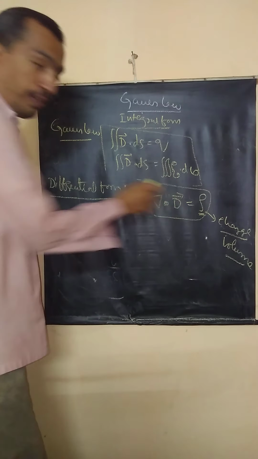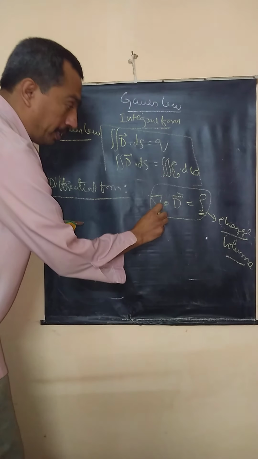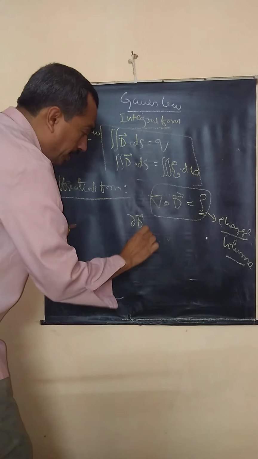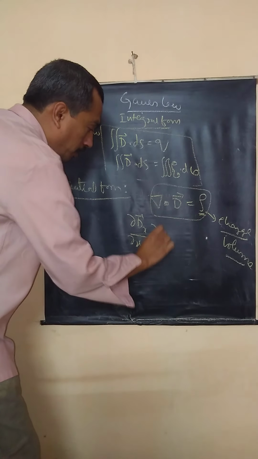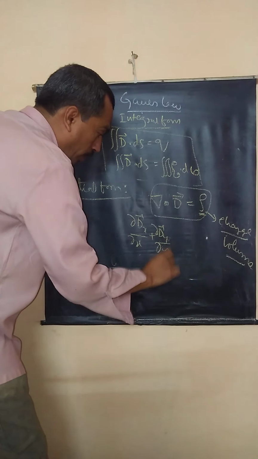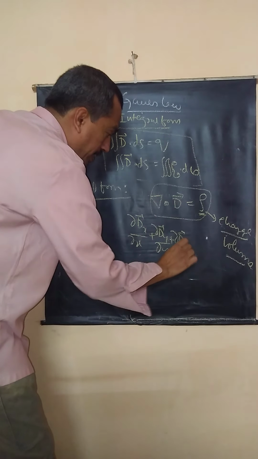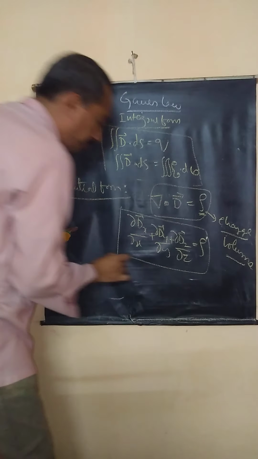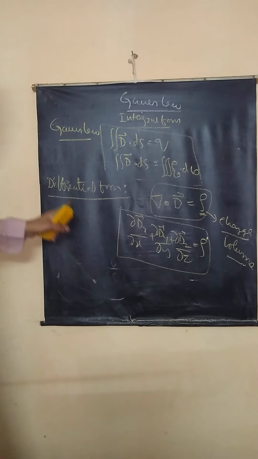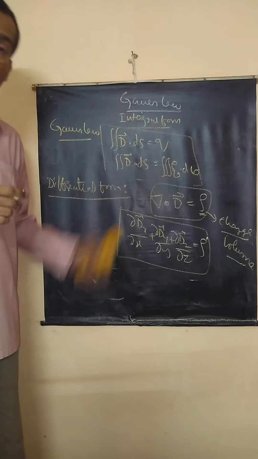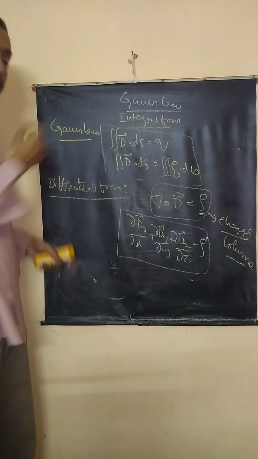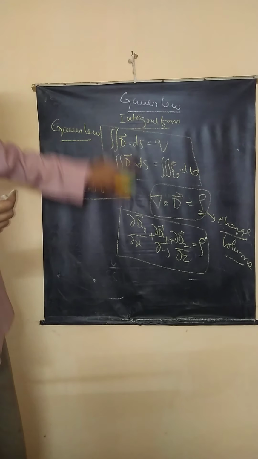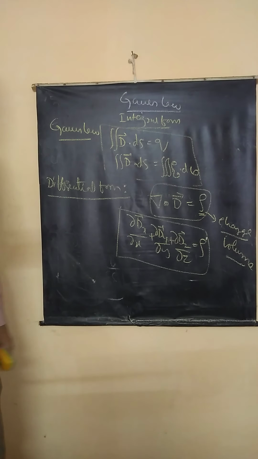What is the divergence of a vector? You know, del operator dot product electric flux density. Dou Dx by dou x plus dou Dy by dou y plus dou Dz by dou z is equal to rho. This is called Gauss law in differential form. Using derivatives, we say this. This form, the integral form, is easier to understand. Please remember both. These equations are called the first Maxwell equations.